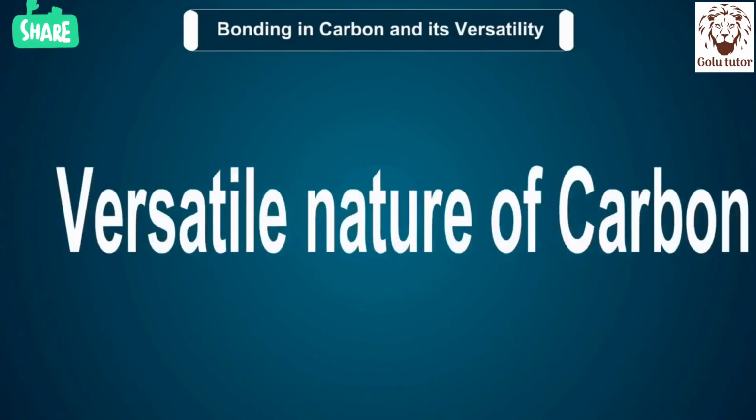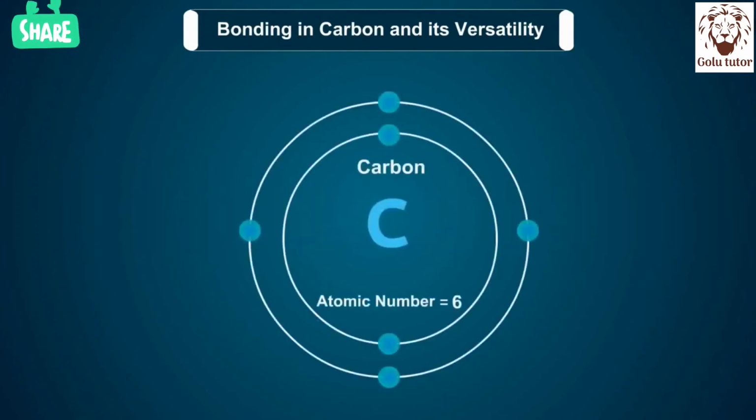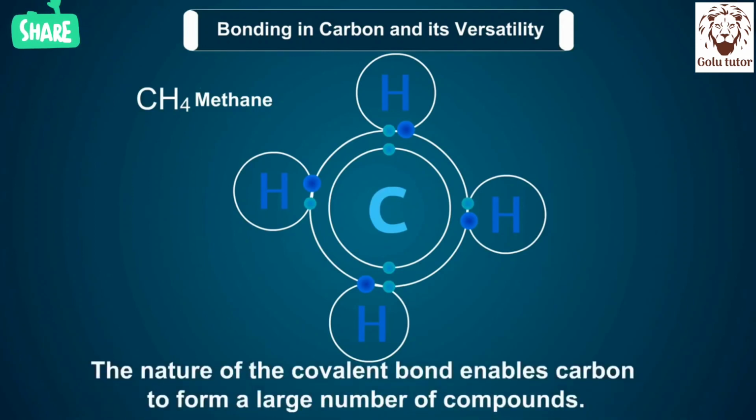Let us now discuss the versatile nature of carbon. We have seen the formation of covalent bonds by the sharing of electrons in various elements and compounds. We also know the structure of a simple carbon compound, methane. We also know about how many things we use contain carbon. In fact, we ourselves are made up of carbon compounds. The nature of the covalent bond enables carbon to form a large number of compounds.